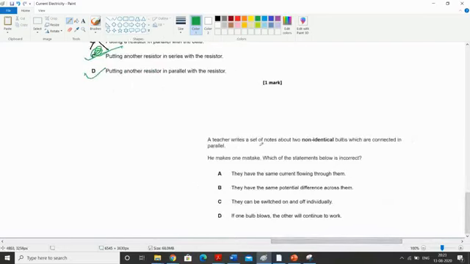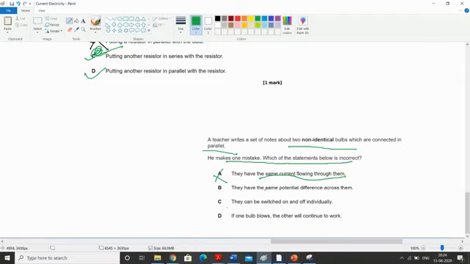A teacher writes a set of notes about two non-identical bulbs which are connected in parallel. He makes one mistake. Which of the following is incorrect? So the parallel combination is there. They have the same current flowing through them. In parallel connections, the current is not the same. The voltage is the same. That's why this is wrong.